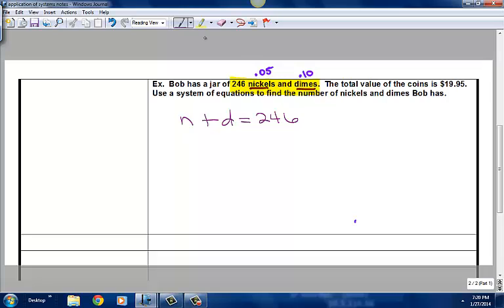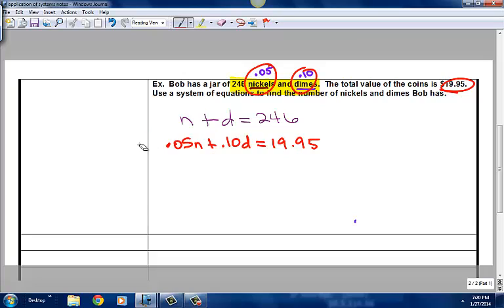Now is where we got to use this value and that value to get a total of that value right there, because money plus money always equals money. So 0.05 for every nickel and 0.10 for every dime would give us a total of 19.95. This is the tricky hard one right there. Be careful with that. Go back and listen to it again if it wasn't making any sense the first time. Money plus money equals money.